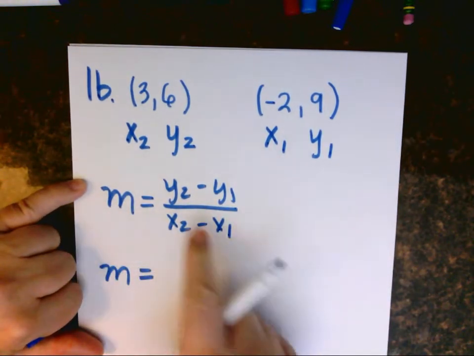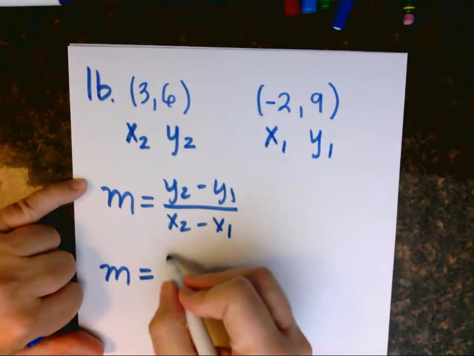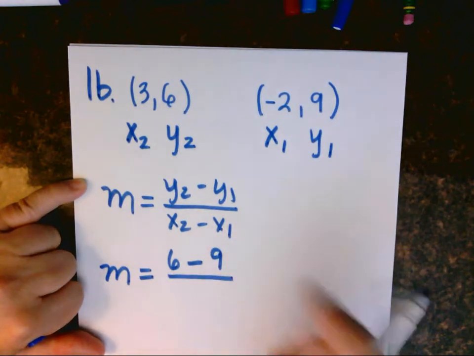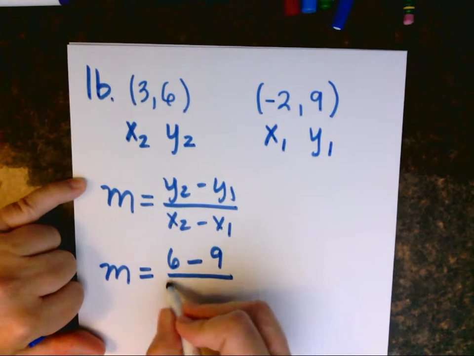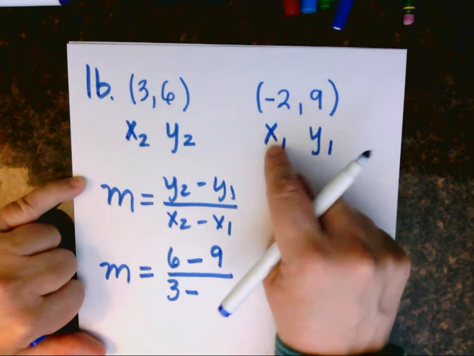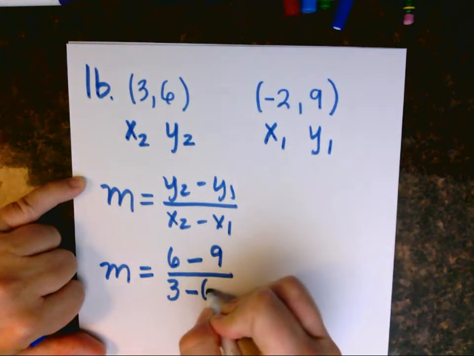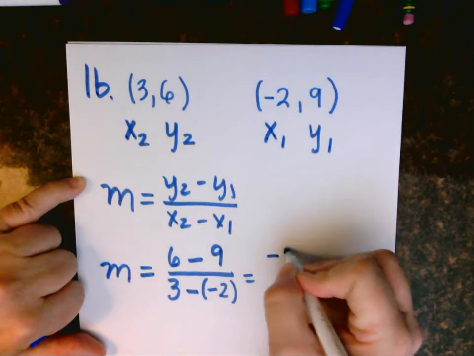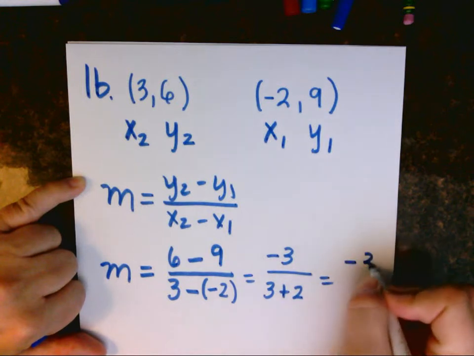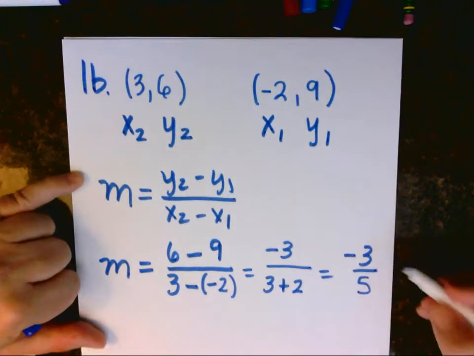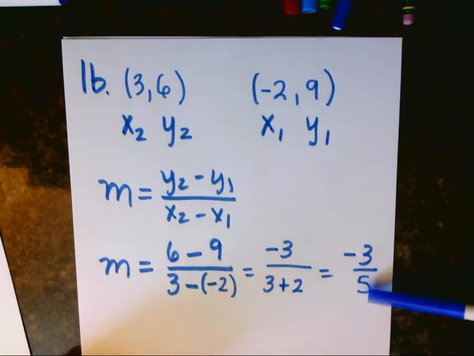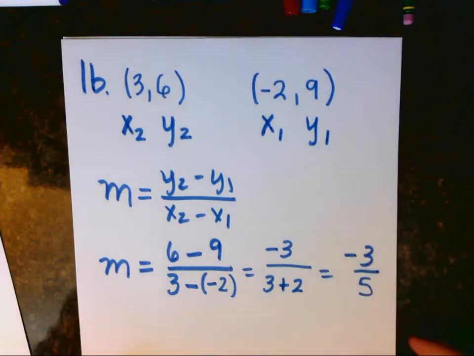All right, so we take the y2, which is the 6, minus the y1, which is 9. And again, I'll show you why I'm doing this now. x2 is 3, minus, I wanted to have to minus the negative. That's the reason I did these backwards this time. So I'm minusing the x1, so I'm minusing a -2. So I have a -3 over, this is a 3 plus a 2, -3 over 5. Okay, so the slope of this line is -3/5. It's downward sloping 3 vertical units for every 5 horizontal units.